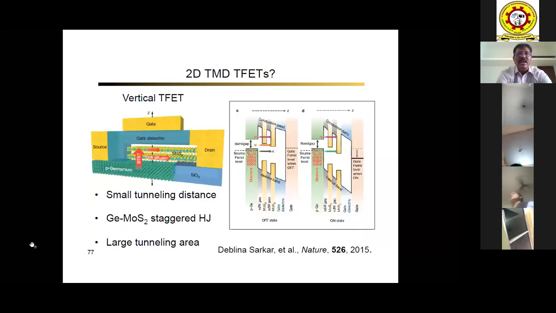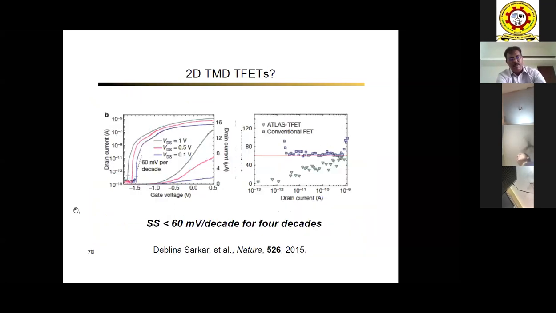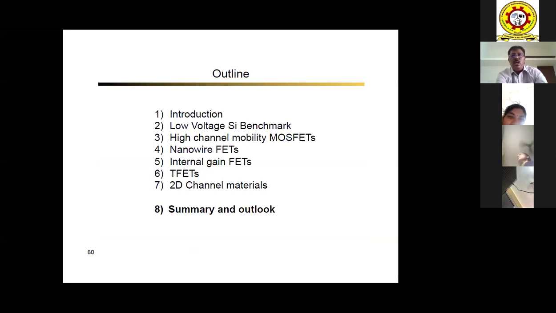Okay, so vertical TFETs, now we are looking into two-dimensional TMDs. Is it possible? Can research progress in this line? It is one of the active areas now in research. And some Atlas-based simulation model results are shown. As I said, they are quite challenging candidates, promising candidates as well. Okay, now I think we have seen quite a few alternate and promising candidates in place of conventional MOSFET, like high channel mobility MOSFETs, nanowire FETs, internal gain FETs, TFETs, and 2D channel materials. We can focus on any of these and benchmark against the benchmarks shown in this seminar. If we can compare the results of our design with these benchmarks, then I can confidently say that we have done a considerable amount of work in that line.